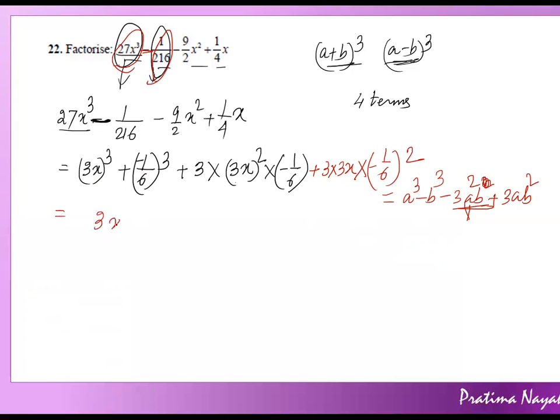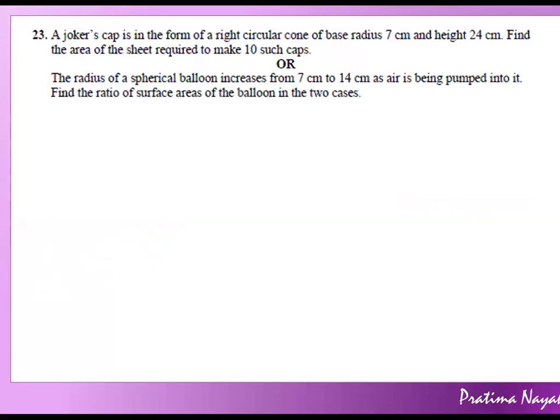Now you'll write 3x minus 1 by 6 whole cube. If all will be positive, then it will be 3x plus 1 by 6 whole cube. So identify whose cube is this, identify whose cube is this, then only it will be correct. Otherwise it will be wrong.